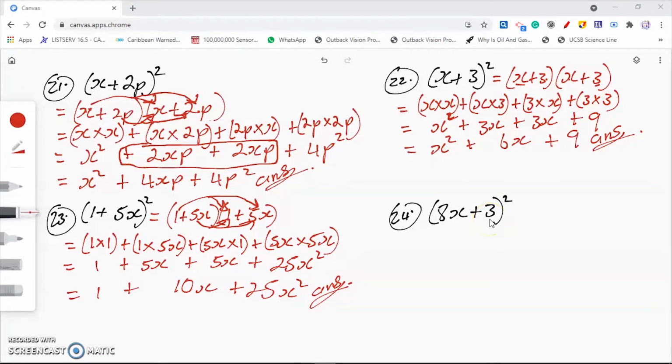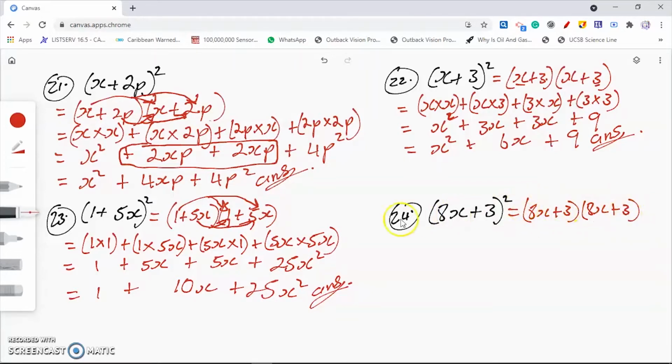Today we are continuing our series on binomial expansion and we are on question number 24. So it says (8x + 3) all squared. So as usual, that is the same as (8x + 3) times (8x + 3).